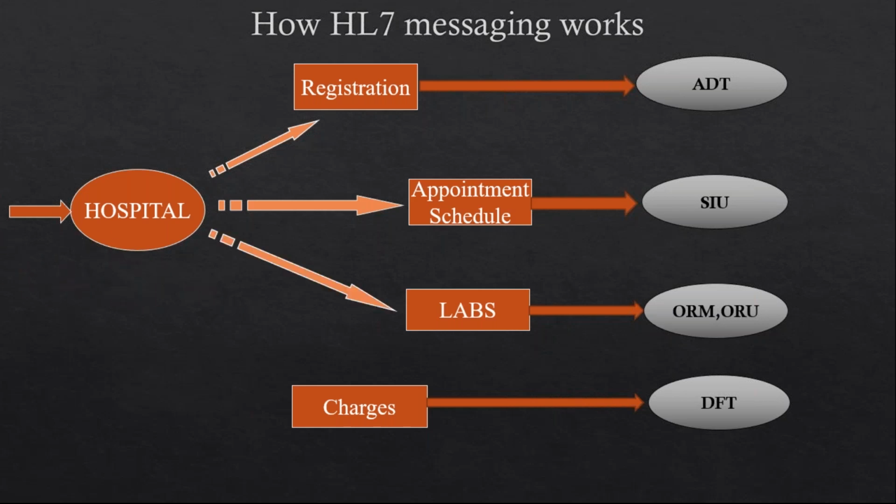And then we have labs. We have two message types in labs. One is ORM and the other one is ORU. ORM is observation request message. ORU is observation result unsolicited. Observation request message is an order message that will contain the order information, like perform a CBC, perform a urine culture, or perform an X-ray and so on. So basically it will have order related information and it is always represented with the ORM message type. And ORU is the result message. It is again observation result unsolicited.